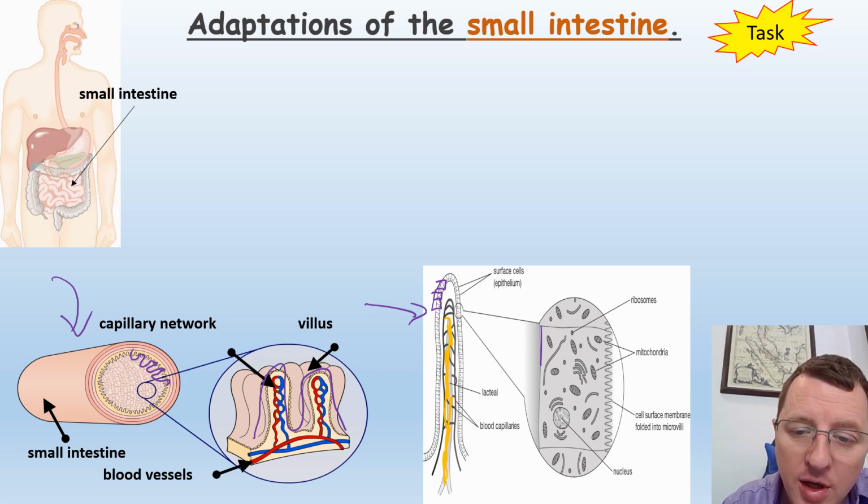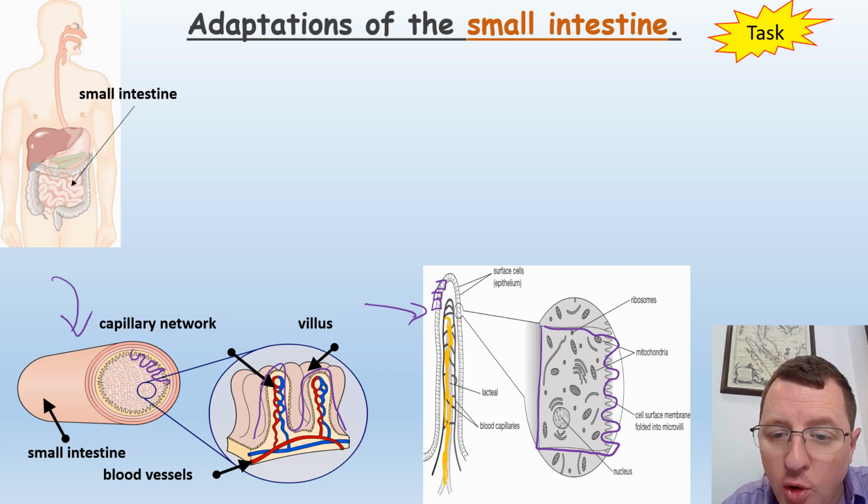If you look at the individual cells that line the villus, you can see one here, and you'll see that they have these folded surfaces known as microvilli, and they have a large number of mitochondria.